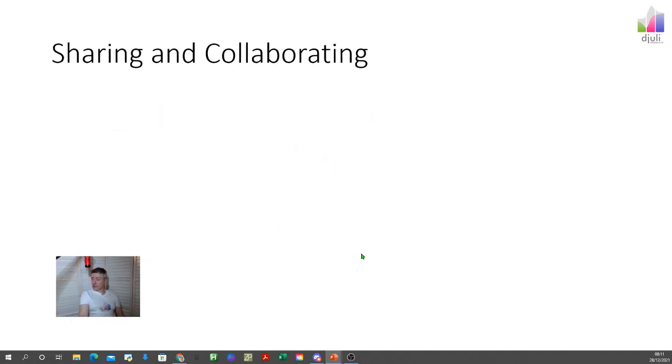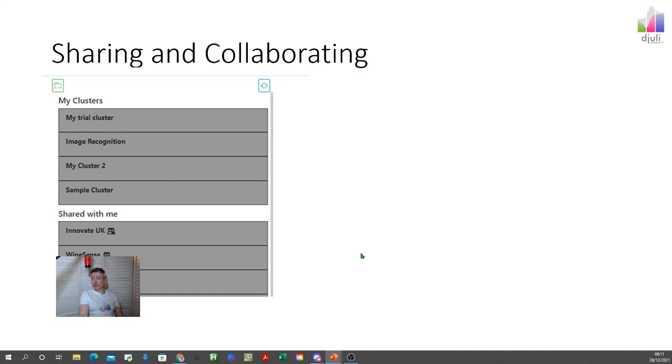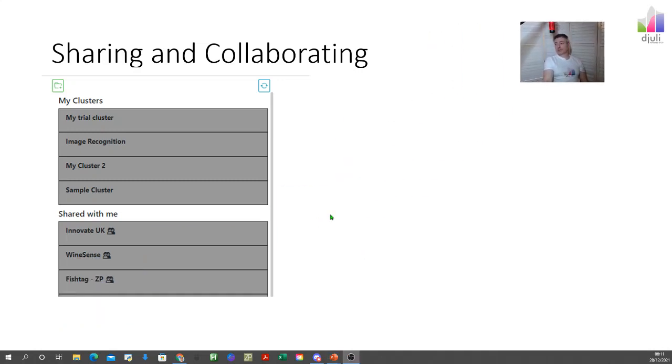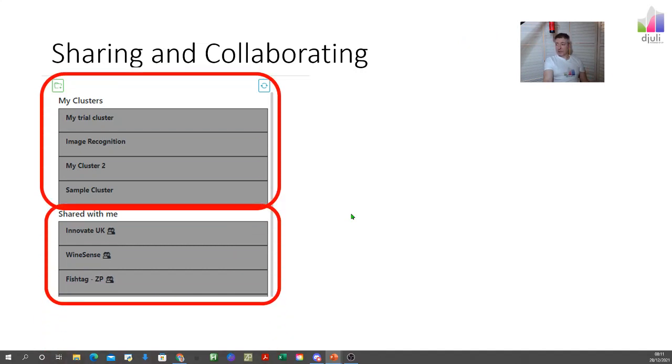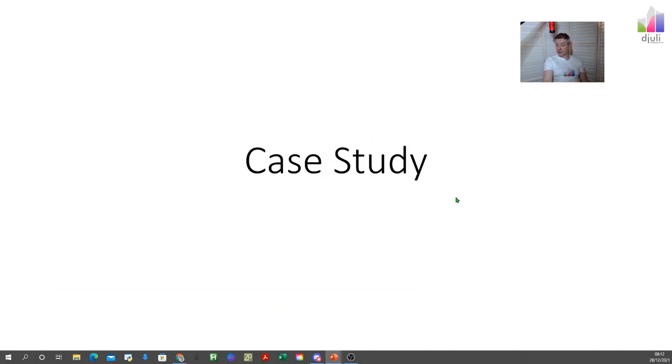So let's talk about sharing and collaboration. We showed this earlier on, and we said that you have my clusters and clusters shared with me. It's simple enough to just right click on a cluster and invite people. That's how you can invite people to clusters. Those invitations can be to internal people, or to external people as well. So it's quite simple to share.